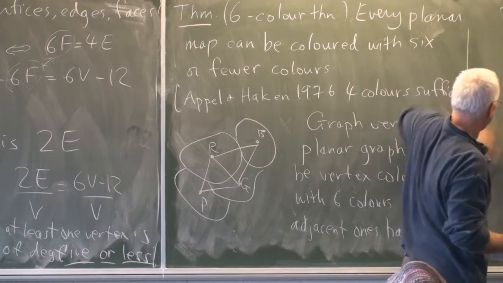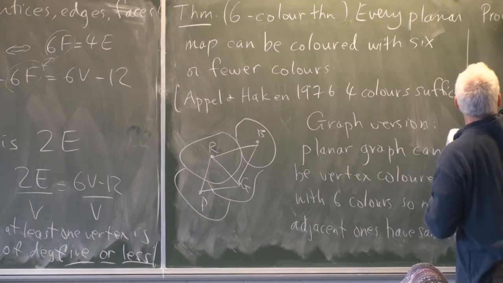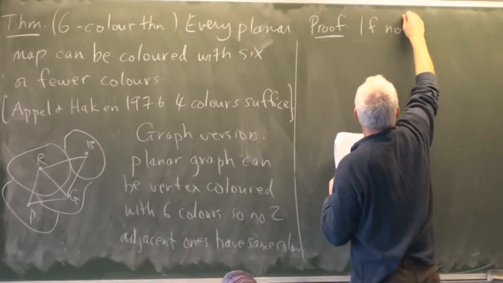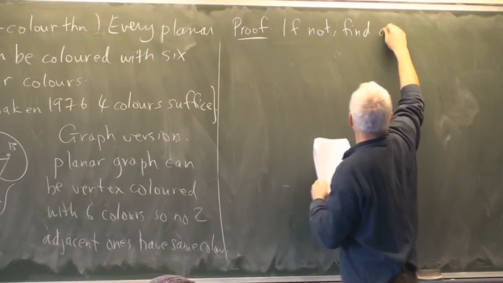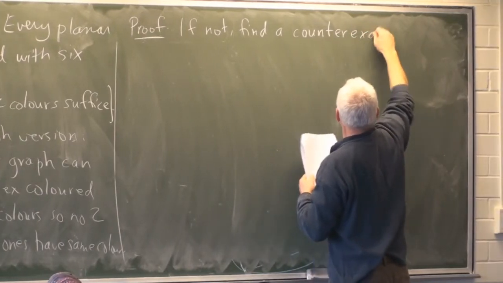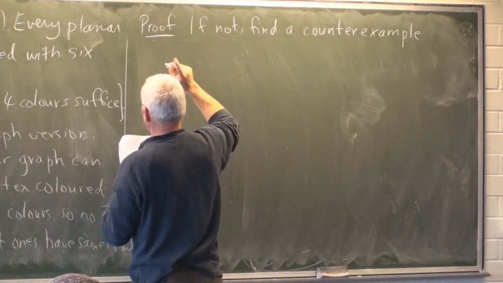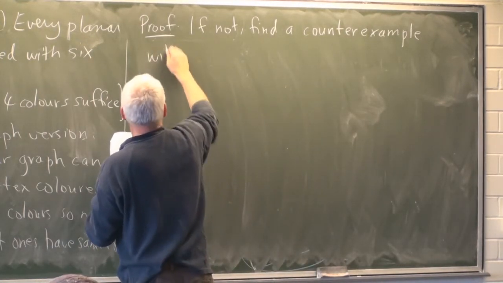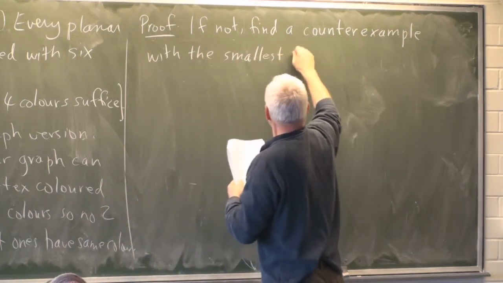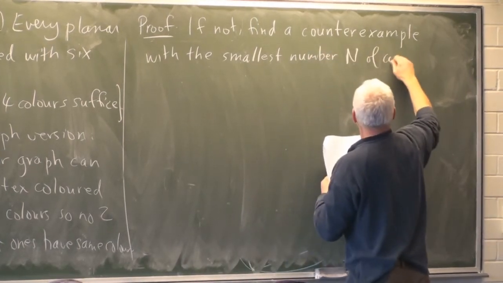And we'll use this 5 neighbors theorem. Proof. If not, find a counterexample with 6 or fewer colors. Well, find a counterexample with the smallest number n of countries.